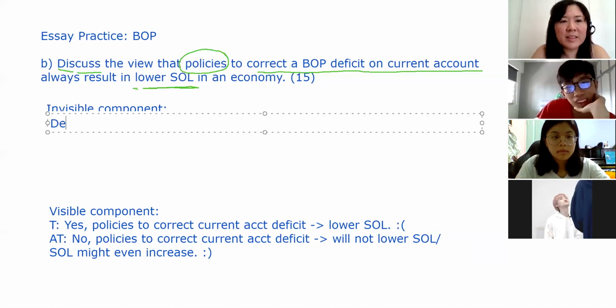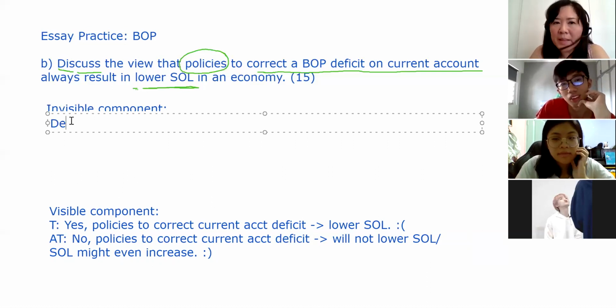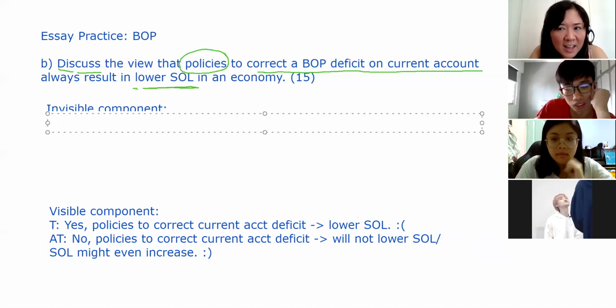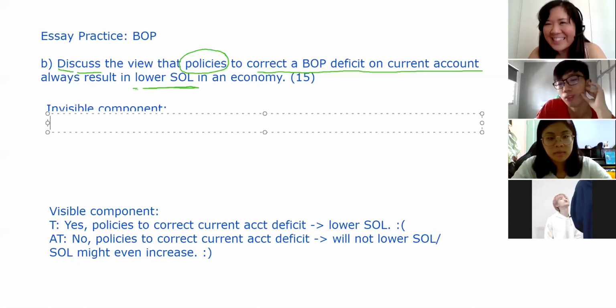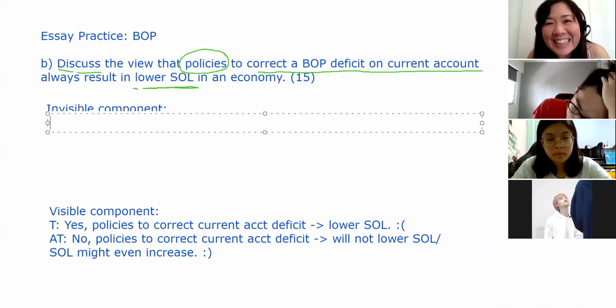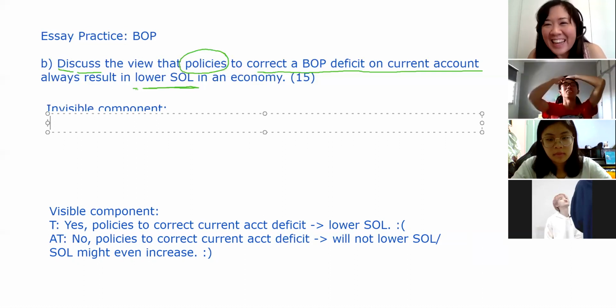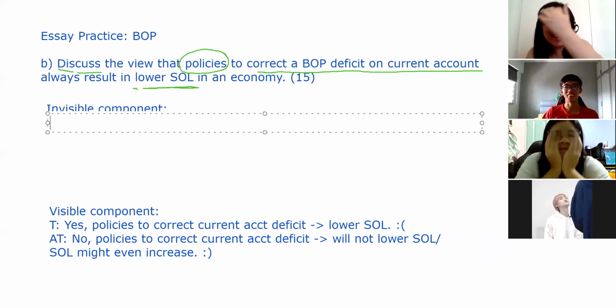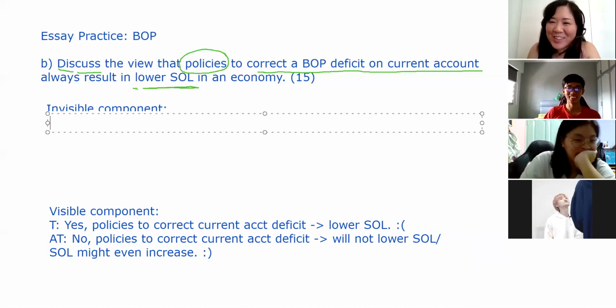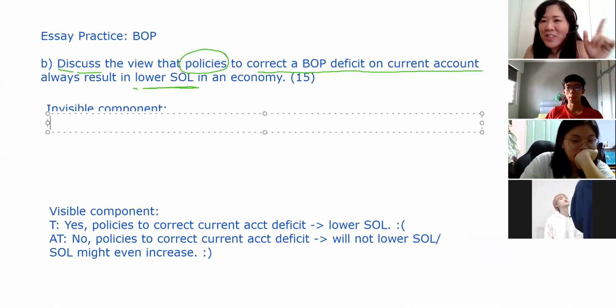Very good. This is one of the invisible components. What do you mean by define what the BOP deficit is? The government spending and taxes. Winston, what's that called? The imports and exports thing. Wow, okay, I was sweating, because just now what you said sounded more like a budget deficit.